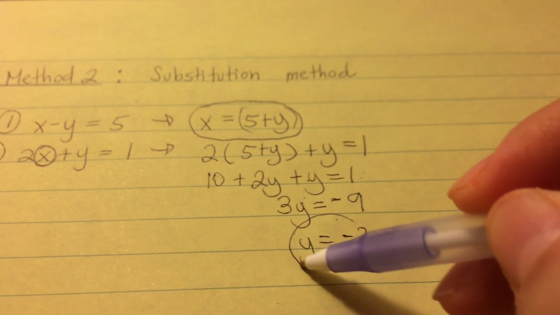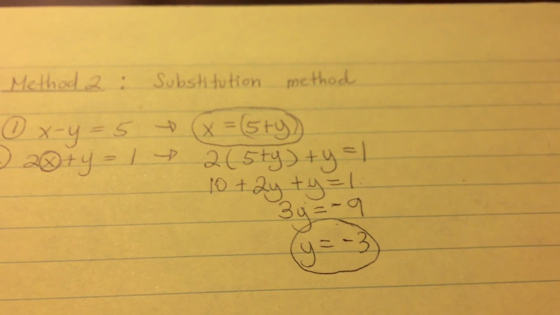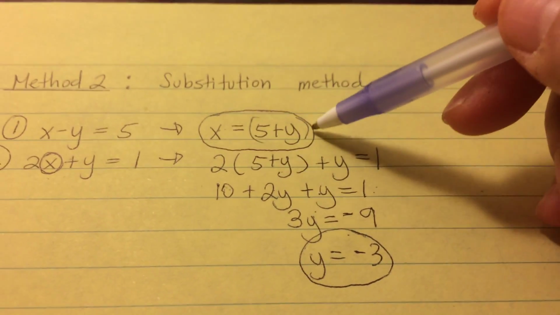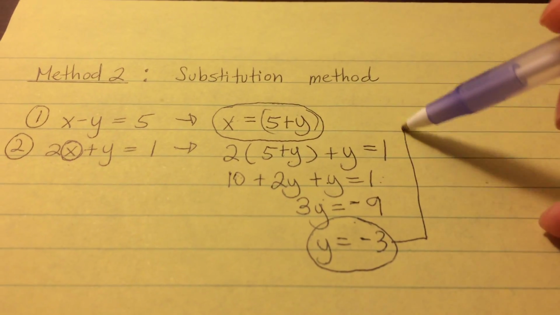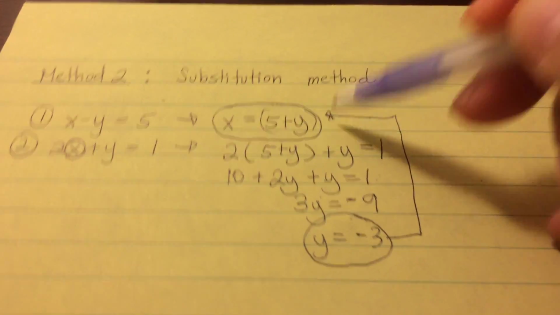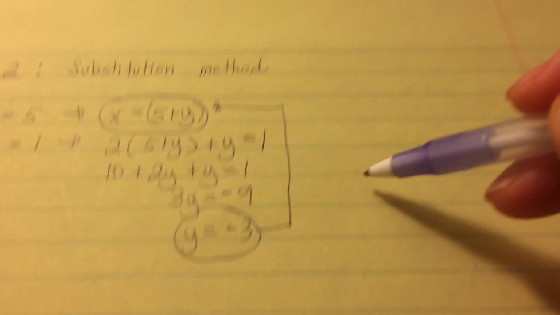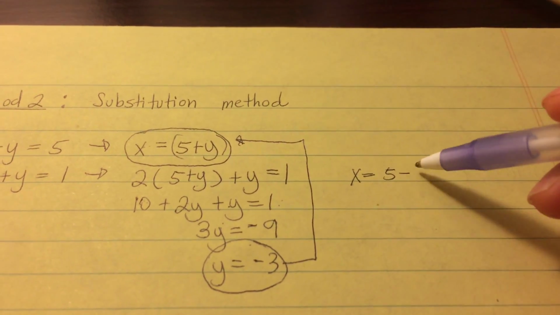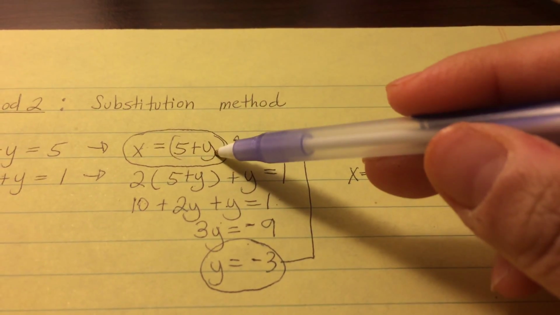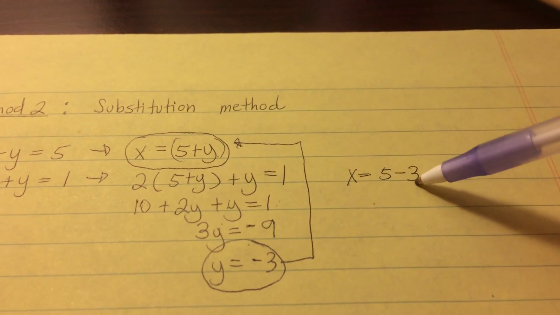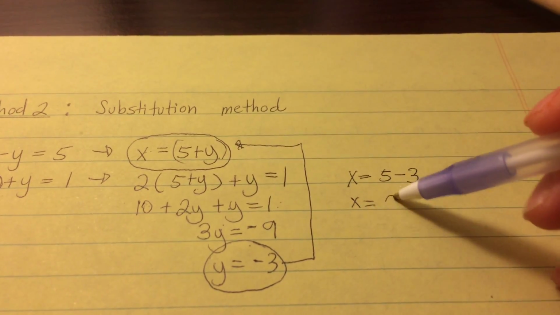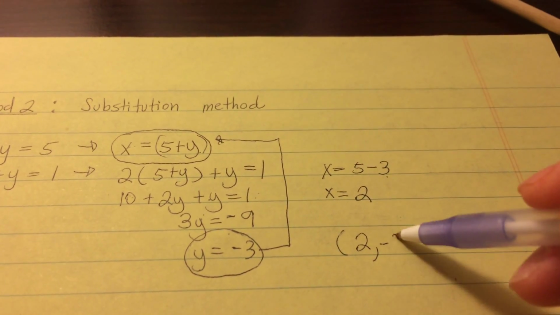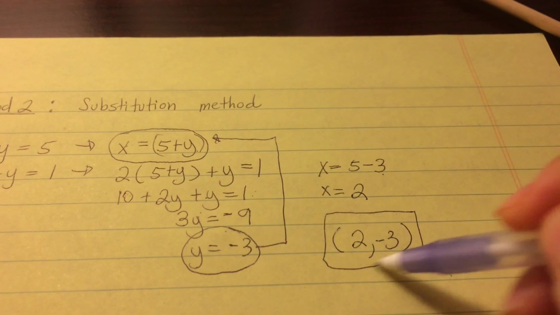So we found one of the answers, y equals negative 3, but we still have to solve for x. This is why I circled this up here, because now you can take this and substitute it into that spot. So x is equal to 5 minus 3, because now we substitute the y value of negative 3, so x is equal to 2. Your final answer, make sure you write it in coordinates, so it's 2 comma negative 3. This is the final answer.